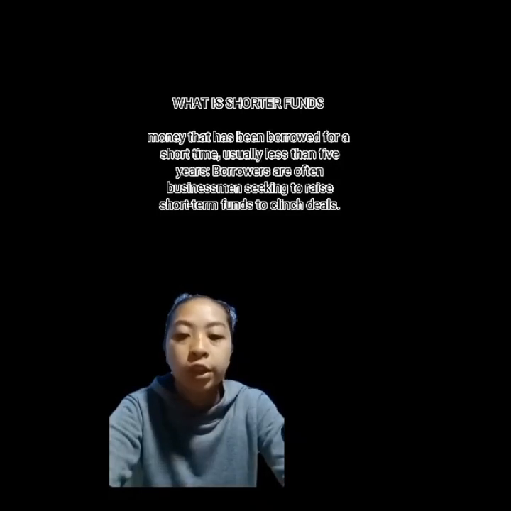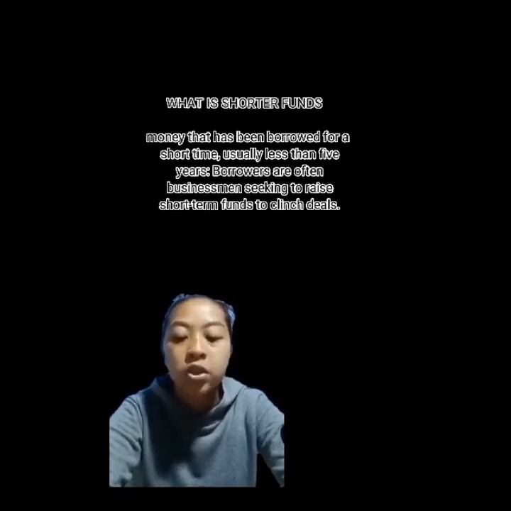What is short-term funds? Short-term funds is the money that has been borrowed for a short time, usually less than 5 years. Borrowers are often businessmen seeking to raise short-term funds to clinch deals.